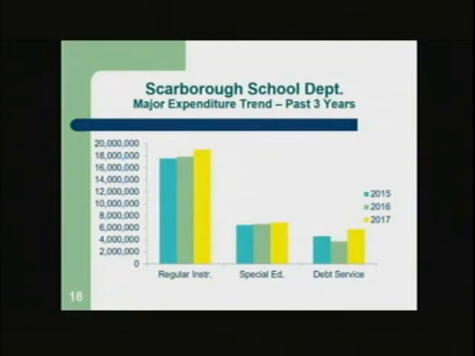So just looking at some expenditure trends: regular instruction, about $18 million; special ed, a little over $6 million. Debt service is at about, I think, $5 or $6 million. And again, the change from 16 to 17 was just a function of the debt service being paid out of the Wentworth Fund.